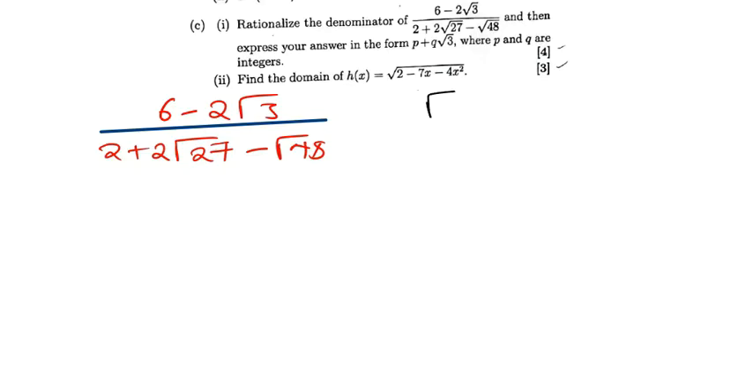Root 27 should be a product of what? Think of any divisor of 27. What's a factor of 27? 9, right? 9 times 3 is 27, so we can share the square root. And then root of 48.